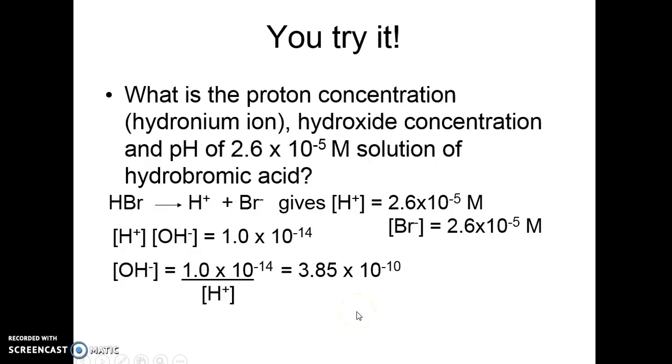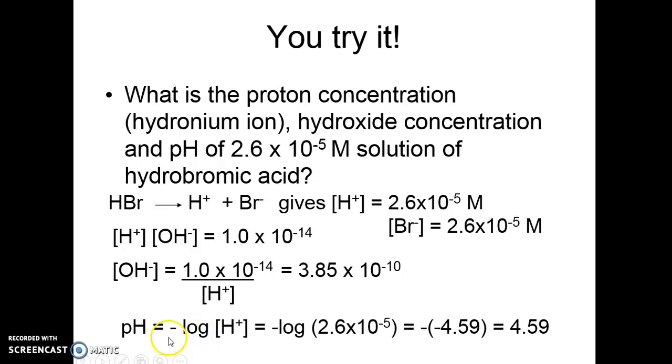Now we need to determine pH. Which concentration do I use? Do I use this or do I use this? Well, I look for which one is proton concentration. So here's proton concentration. pH equals negative log of proton concentration. I plug in the value of proton concentration and I get 4.59.